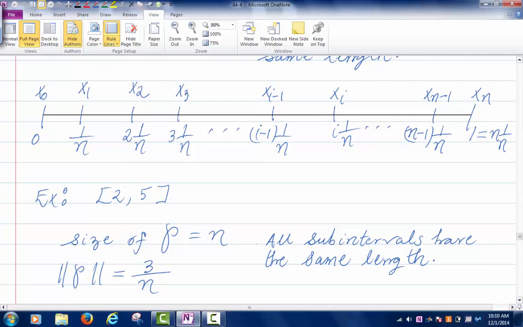So x0 is of course 0, and then x1 would be 1 over n, because we want the length of the first interval to be 1 over n. x2 would be 2 over n, because we want the length of the second interval to be 1 over n again, and so on. At the end, xn minus 1 is n minus 1 over n, and the last one is n over n, of course, which is 1. The ith subinterval here is from i minus 1 times 1 over n to i times 1 over n.